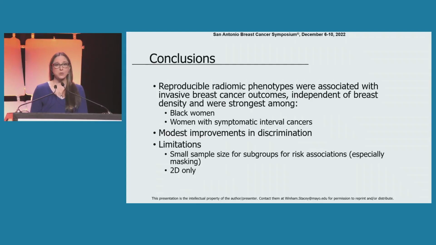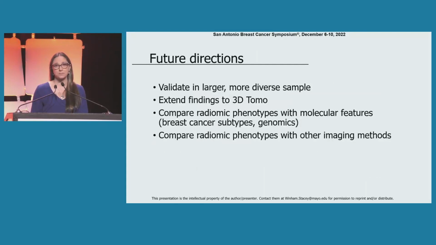Additionally, these phenotypes were developed on 2D mammographic images. Most breast screening practices have moved to 3D imaging with breast tomosynthesis. In the future, we'd like to validate these findings in a larger and more diverse sample set, and in particular, extend our radiomic phenotypes to 3D tomosynthesis. We would also like to compare radiomic phenotypes with molecular features, such as breast cancer molecular subtypes and other genomic features more broadly. We would also like to compare these radiomic phenotypes with other imaging methods, in particular, AI methods.